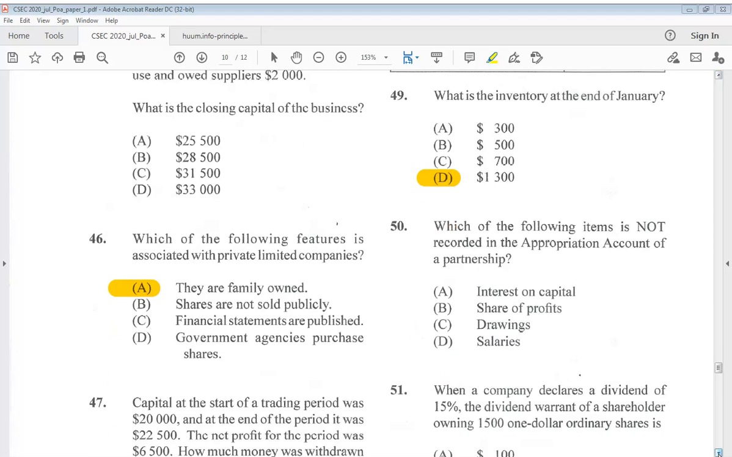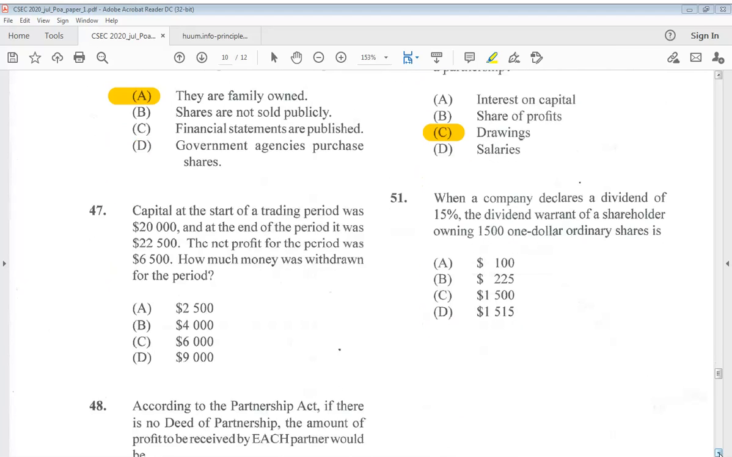50 says, which of the following items is not recorded in the appropriation account of a partnership? A, interest on capital, B, share of profits, C, drawings, D, salaries. Now, interest on capital, share of profits, and salaries are recorded in the appropriation account of a partnership. So the one that is not is C, drawings. It should actually be interest on drawings. Let's go to number 51.